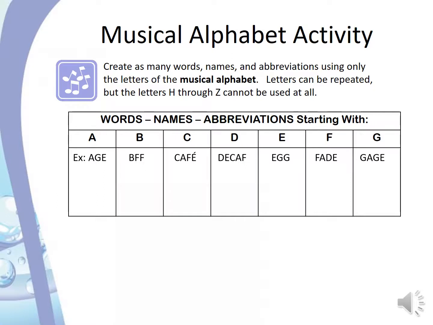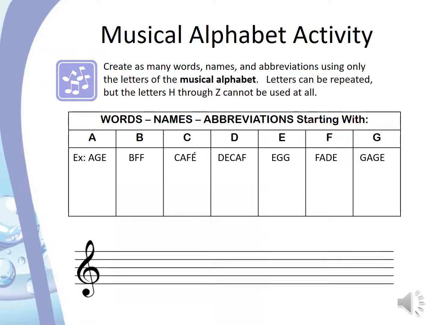Once you come up with a list of words, names, and abbreviations, you could then simply decide which to use in your ostinato. Some, however, sound better than others. In the example that I will provide at the bottom of the screen, we'll actually have 3 different measures or 3 different ostinato patterns. The first ostinato, if you read it correctly, should spell the word edge. The second measure, if you read it correctly, is the name gauge. And lastly, the third measure is the word beef.